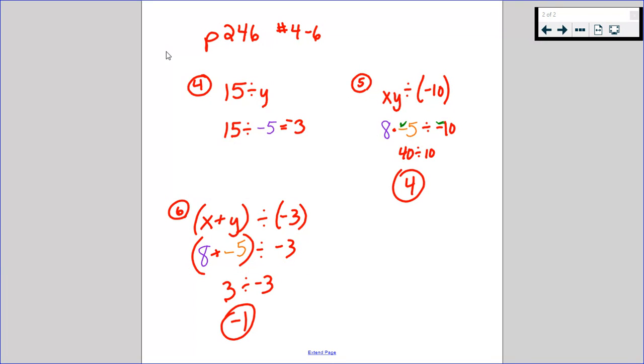Lots of opportunities for you to talk yourself through this. Go back and use that graphic organizer until you really, really feel comfortable with the differences between the operations. If you need any help, I'll be available.